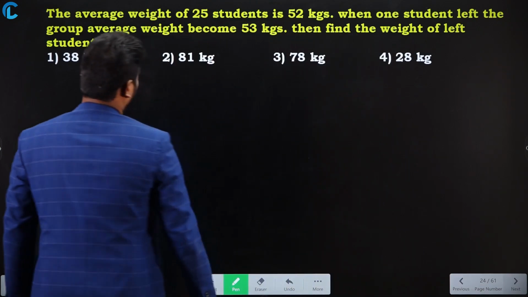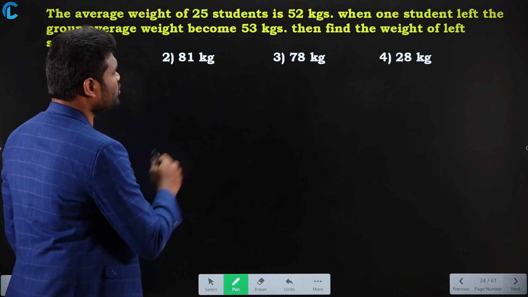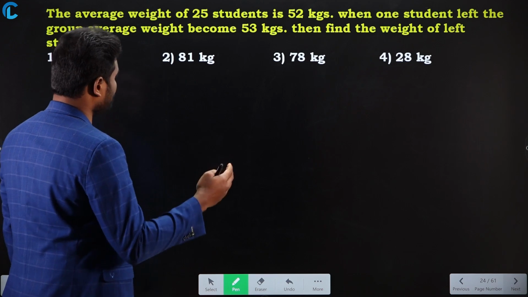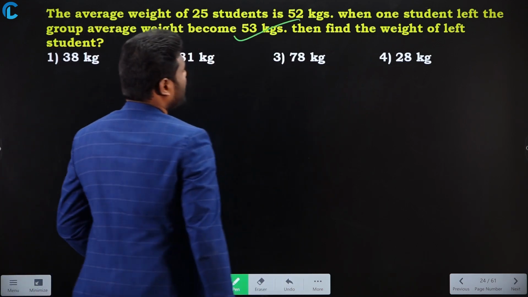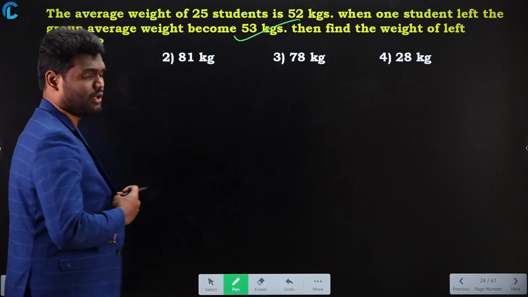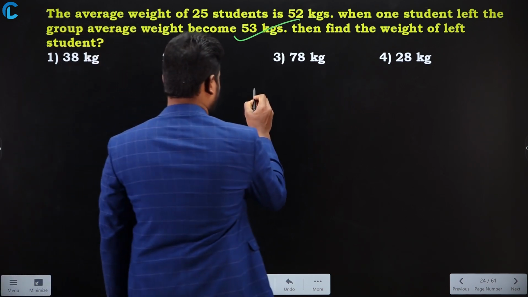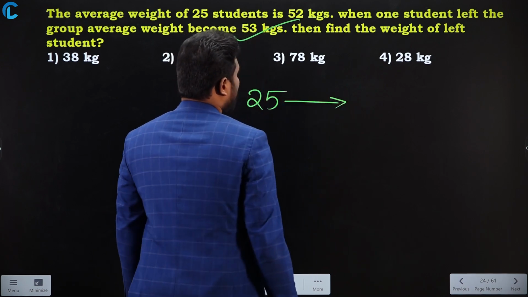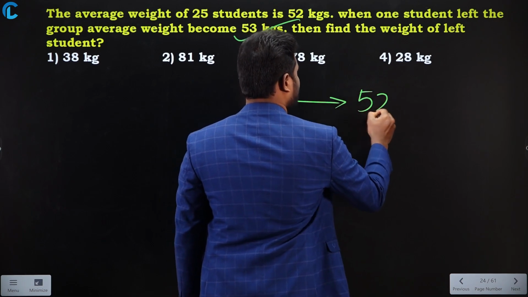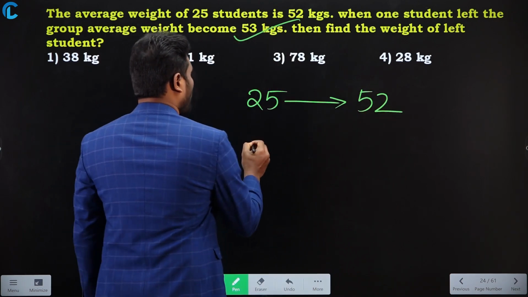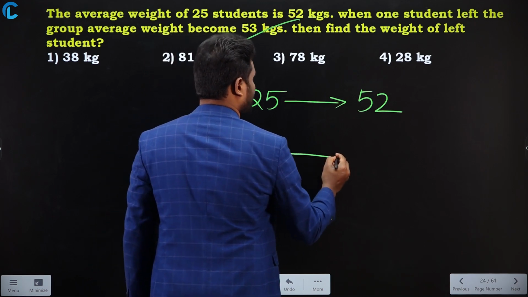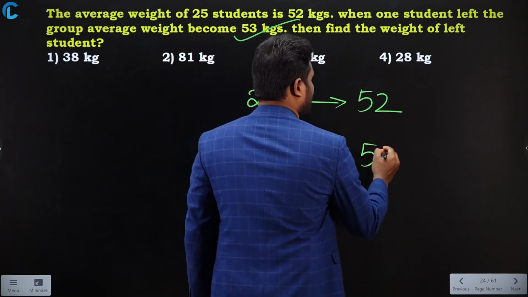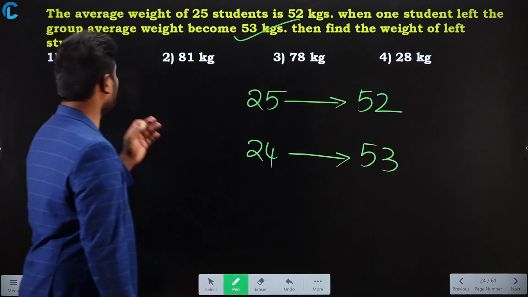The average weight of 25 students is 52 kg. When one student left the group, average weight becomes 53 kg. Then find the weight of the left student. We are supposed to find the weight of the left student. Look here, in this question there are 25 students initially. Now these 25 students' average weight is how much? 52 kg. Now one student left. One student left means now it is going to be 24 students. Now these 24 students' average weight became how much? 53 kg. Now our question is to find what is the weight of the left student.